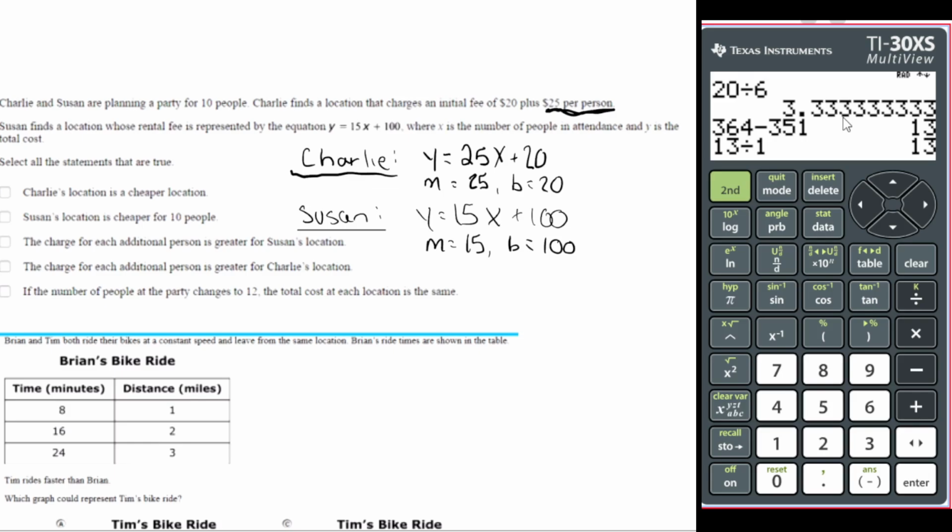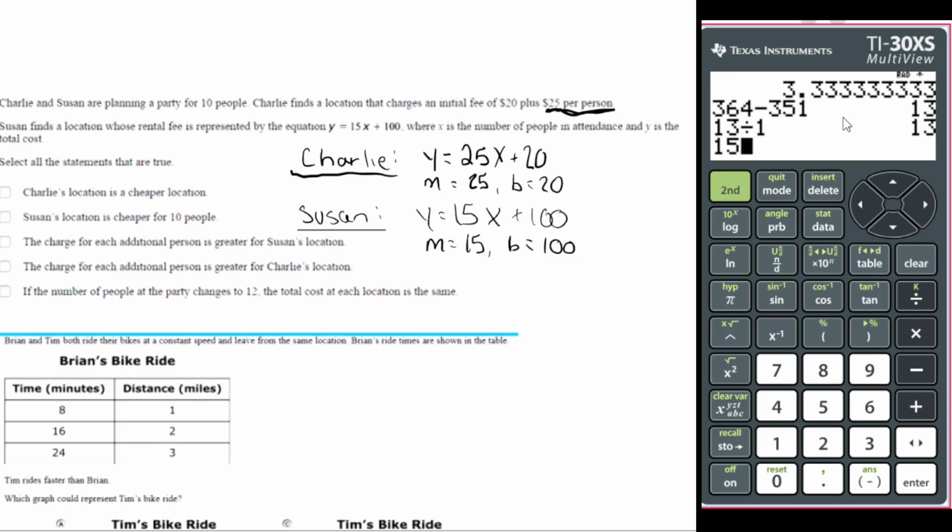Charlie's location is a cheaper location. All right. Let's come back to that one. Susan's location is cheaper for 10 people. So we're going to have to figure out how much it costs for 10 people. So let's do Susan's first.